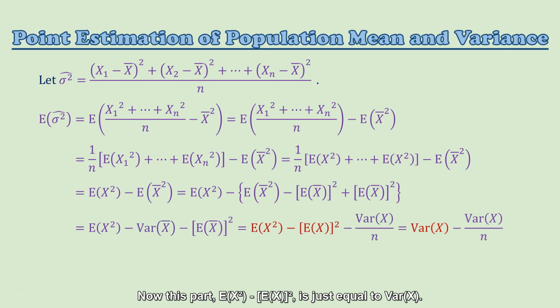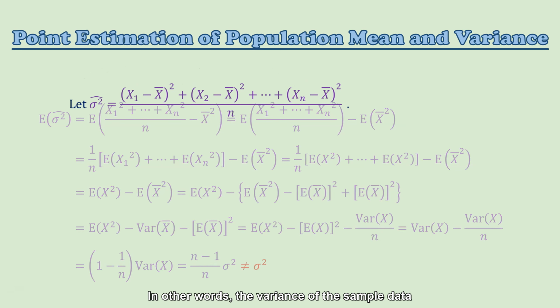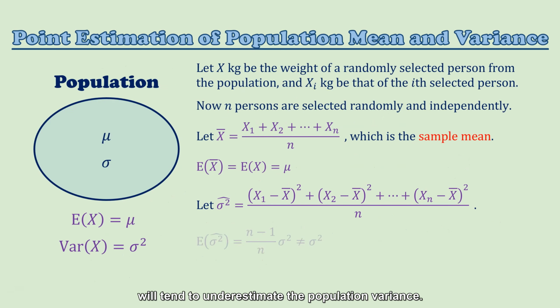Now this part, the expectation of x squared minus the square of the expectation of x, is just equal to the variance of x. As a result, we can get that the expectation of sigma square hat is indeed equal to n-1 over n times sigma squared, but not sigma squared. In other words, the variance of the sample data will tend to underestimate the population variance.